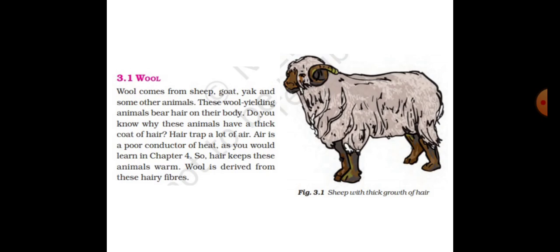Students, wool comes from sheep, and also from goat, yak and some other animals. Students, this hair is very essential for wool yielding animals, as hair traps a lot of air, and we know that air is a poor conductor of heat. So hair keeps the animal warm. So this hair is very important for them.